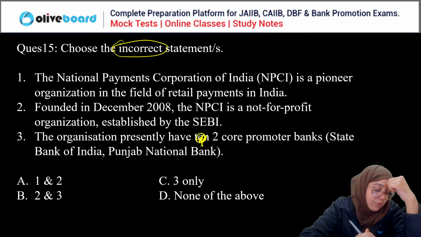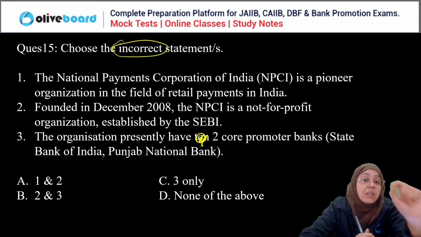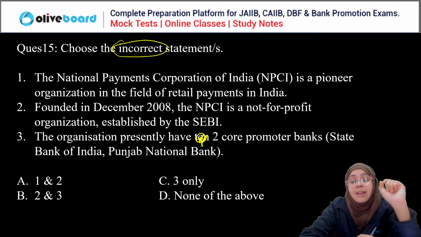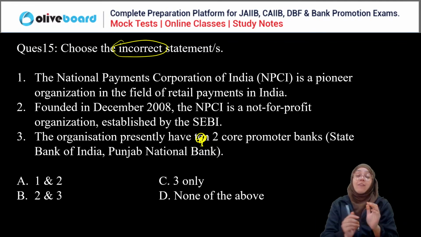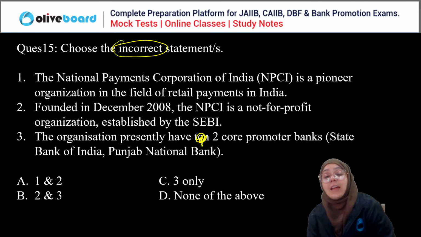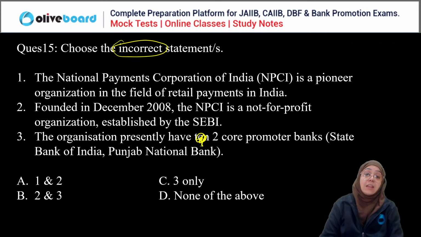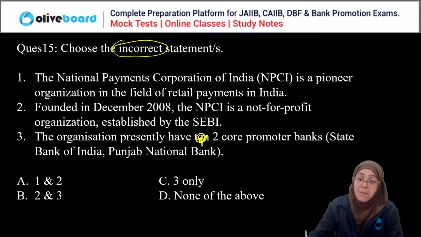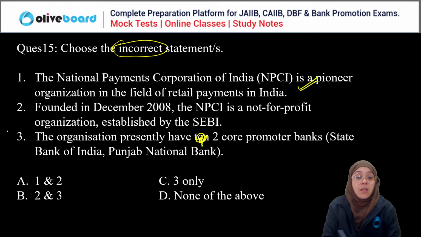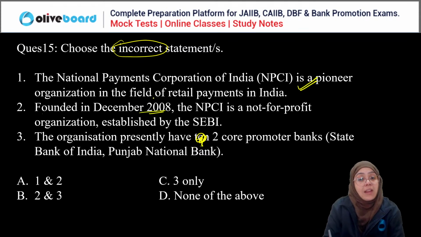Read the question carefully, guys. If you read the question carefully, you will get the correct answer. We have to choose the incorrect statement here. First, NPCI, National Payments Corporation of India, is a pioneer organization in the field of retail payment systems in India. Correct statement. Founded in December 2008. Correct. NPCI is a non-profit organization. Correct. Established by SEBI. No, it is established by the Reserve Bank of India.